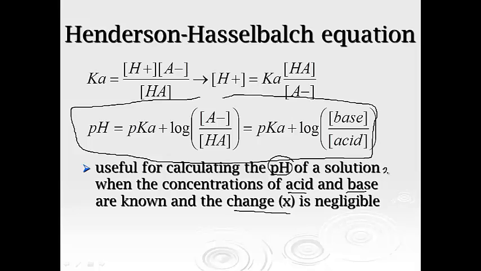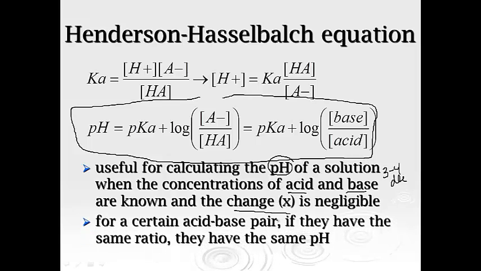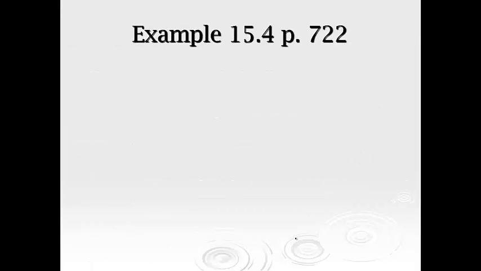So you're using your 3 to 4 decimal places as your guideline on this, but if that is negligible, then you can use Henderson-Hasselbalch. You don't have to use Henderson-Hasselbalch. You can keep using what we've been doing, but for a certain acid-base pair, if they have the same ratio, they're going to have the same pH. So it's just another means to solve for these.